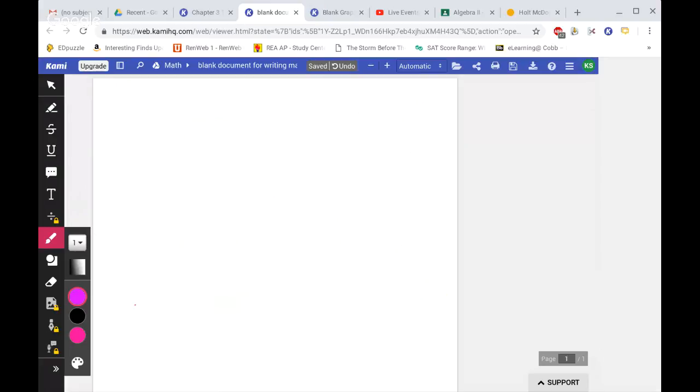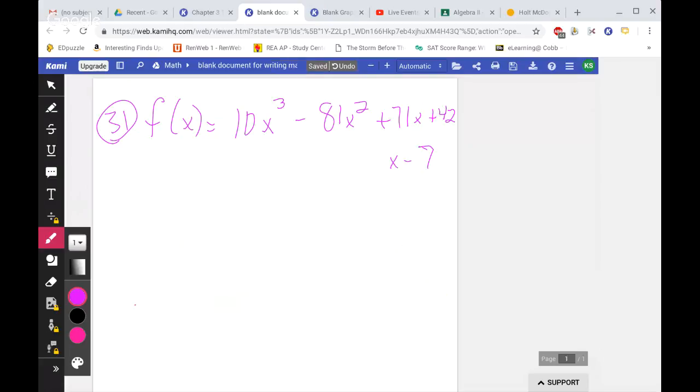All right. 31. And much like the ones that we have been doing, 10x cubed minus 81x squared plus 71x plus 42. The given zero is 7. So that means the factor really looks like x minus 7, but the given zero is 7.